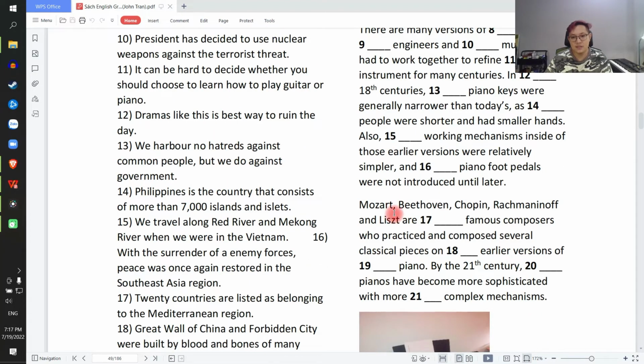Ok, Mozart, Beethoven, Chopin, Rachmaninoff and Liszt are the famous composers who practiced and composed several classical pieces on no article, earlier versions of the piano. So, because these people are the famous composers, but we don't want to talk about famous composers in general. They are the famous composers who practiced and composed several classical pieces. So we want to talk about famous composers in particular, what they do. They practiced and composed several classical pieces.